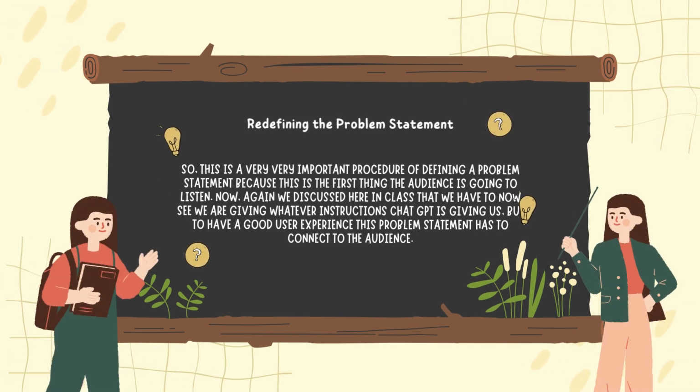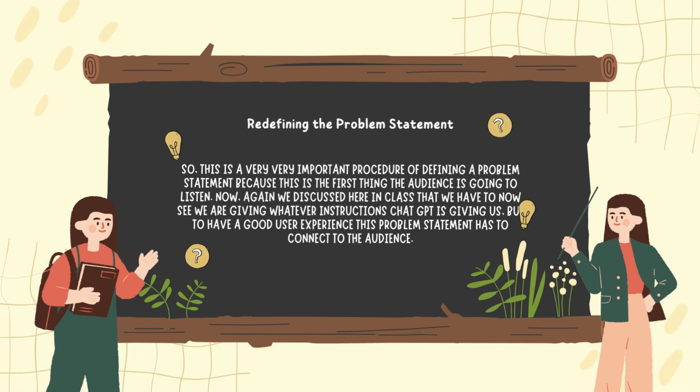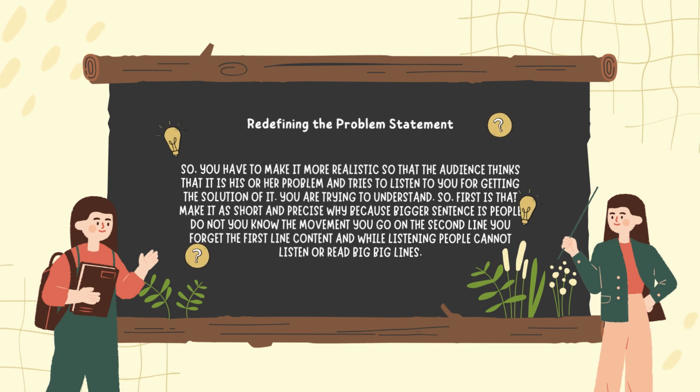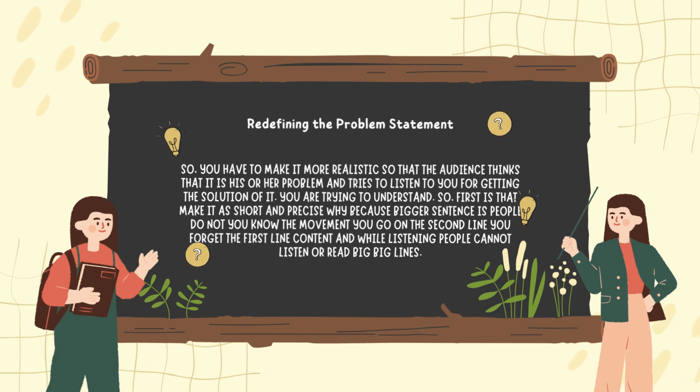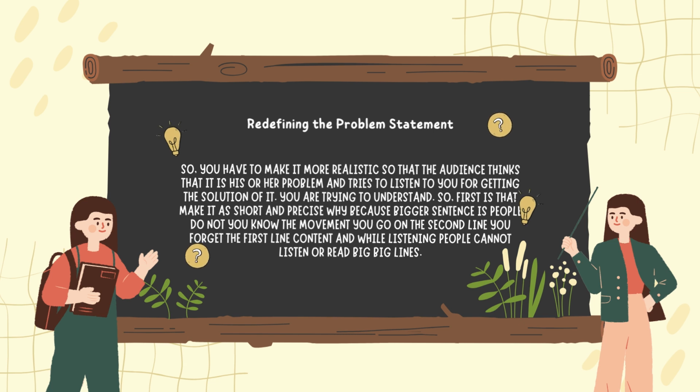This is a very, very important procedure of defining a problem statement, because this is the first thing the audience is going to listen to. Again we discussed here in class that whatever instructions we give, ChatGPT gives us output, but to have a good user experience, this problem statement has to connect to the audience. You have to make it more realistic so that the audience thinks that it is his or her problem and tries to listen to you for getting the solution of it.